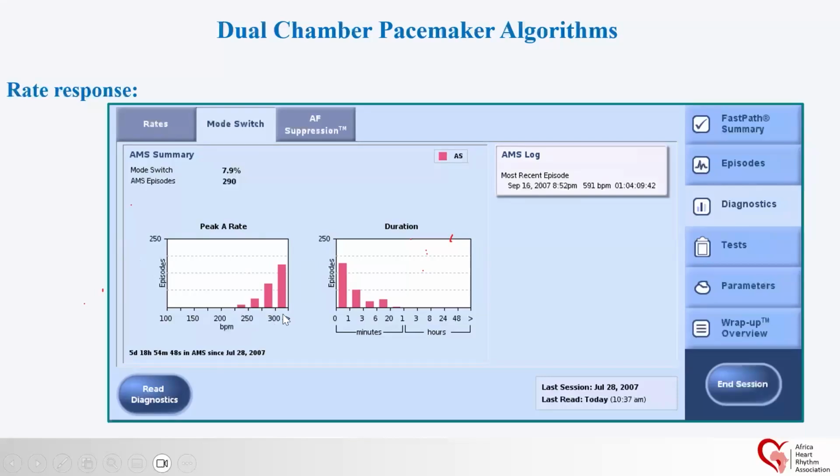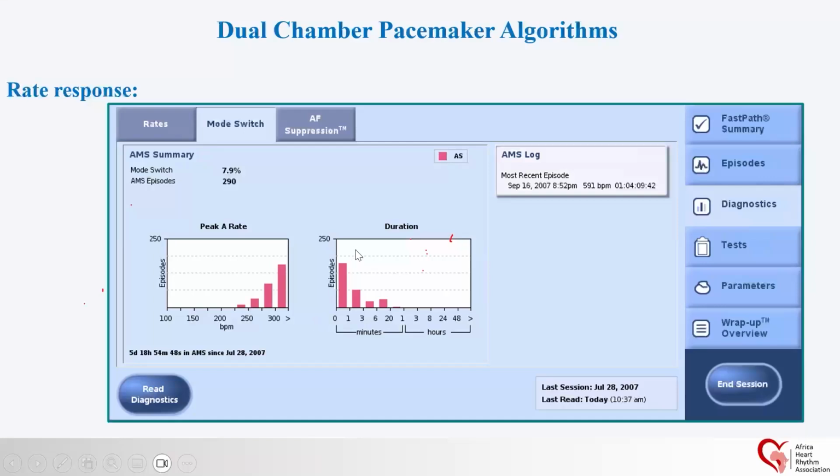Dans ce cas-là, il est supérieur à 300 battements par minute. On peut dire que la patiente est déjà en fibrillation atriale. Ces fréquences sont fluctuantes, il n'y a pas beaucoup d'épisodes, mais la fréquence peut correspondre à des flutters ou peut-être à des tachycardies atriales. Il y a la durée des épisodes : entre 0 et 1 minute, 1 à 3 minutes, 6 jusqu'à 20 minutes.